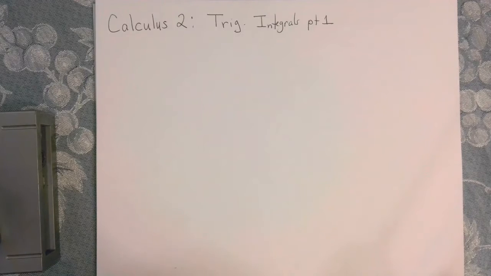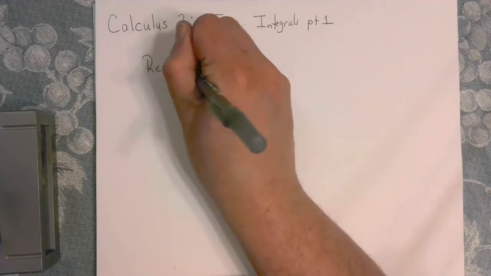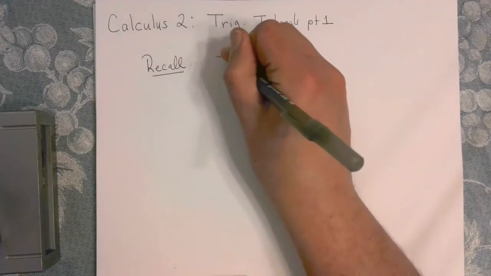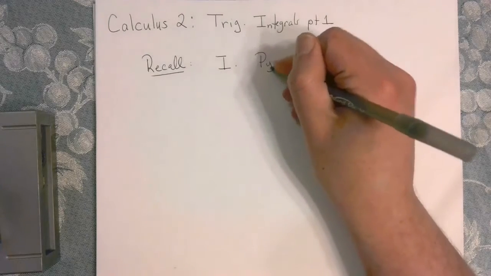So this is for Calculus 2. We want to talk about trig integrals. And so let's recall some things first. So let's recall the following. So first, let's recall the Pythagorean identities.